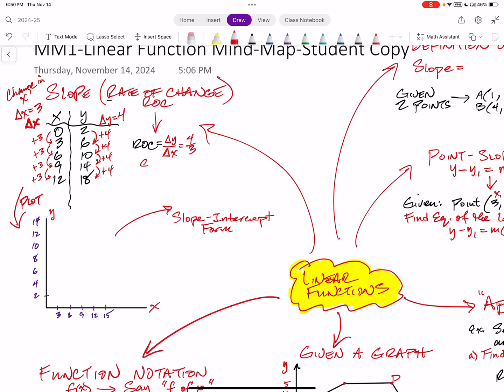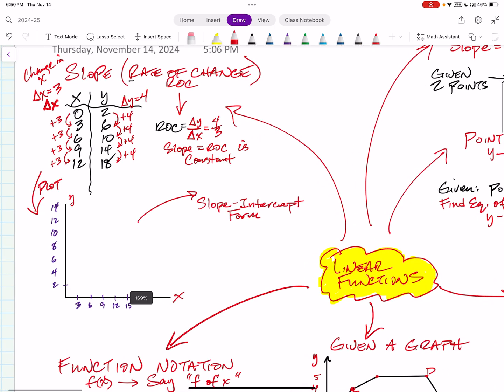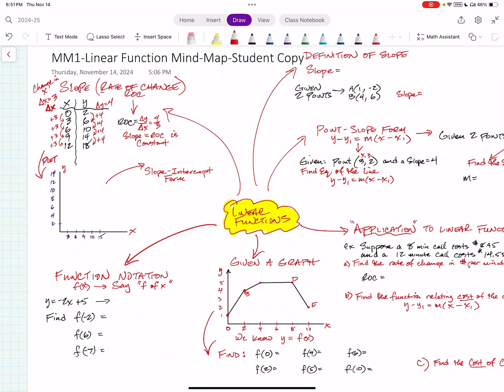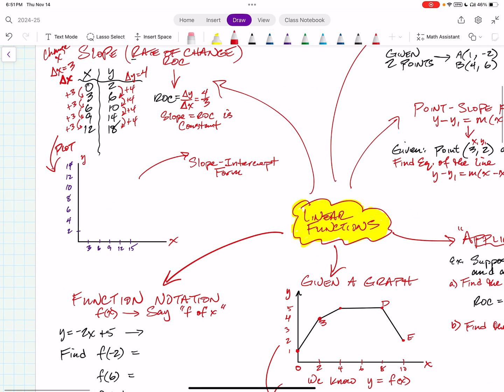So let's write that down. The slope, which is the rate of change, is constant. It's not changing, and that's why it's 4/3. That's important. Now, as a function here, let's plot it. Follow the arrows here. Notice this mind map that I've created shows the flow of thought, so you want to follow the arrows.